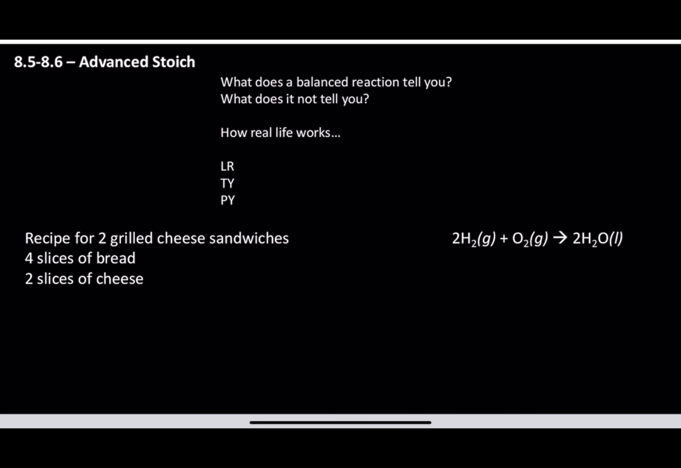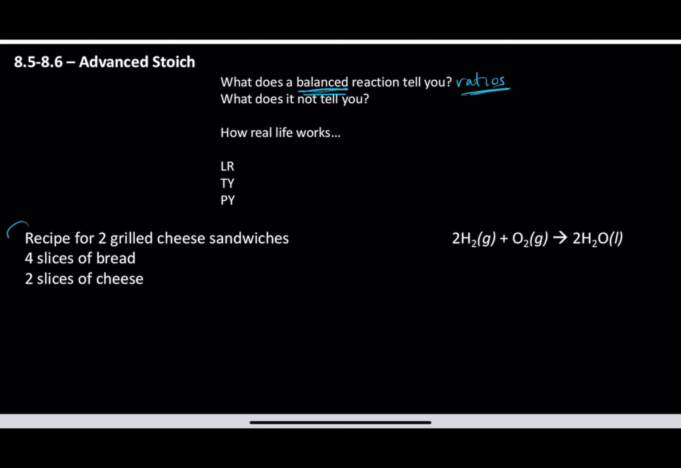Hello, Honors Chemistry, and welcome to Chapter 8, 8.5 and 8.6, where we talk about advanced stoichiometry, where we take the concept of a mole ratio, which we already learned in the previous section. It is the relationship between substance A and substance B, as defined by the coefficients of a balanced chemical equation. So again, the balanced equation only tells you relationships, ratios. It doesn't tell you how much you have.